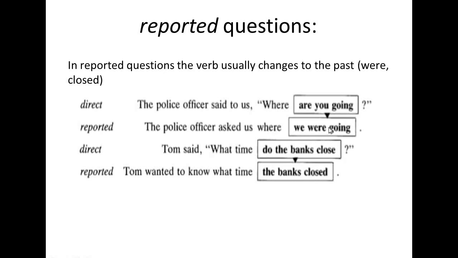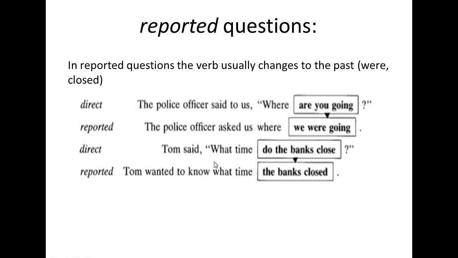So when we report, it is where we were going, not are we going. Here we don't change the subject and verb order. We put subject plus verb, not verb and subject, as in an informative sentence. And in the direct we put it as it is, because it is a question: Where are you going?